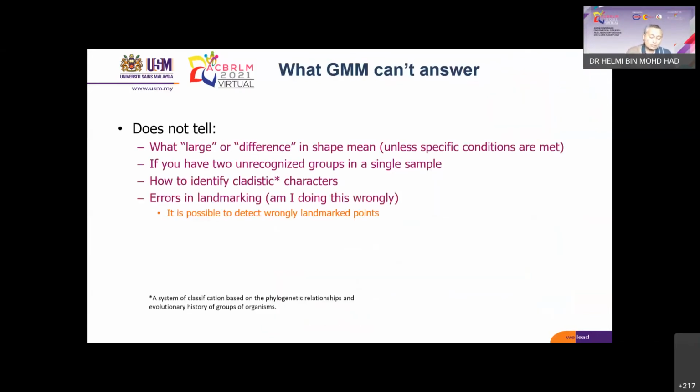So what geometric morphometrics does not tell you is whether the difference is large or small. It cannot tell you whether this is big or small. You need to do the inference yourself. It does not tell you if there are any errors in the landmarking. And it doesn't tell you the groups of organisms. So you need to define what you are looking for and do the analysis based on that.